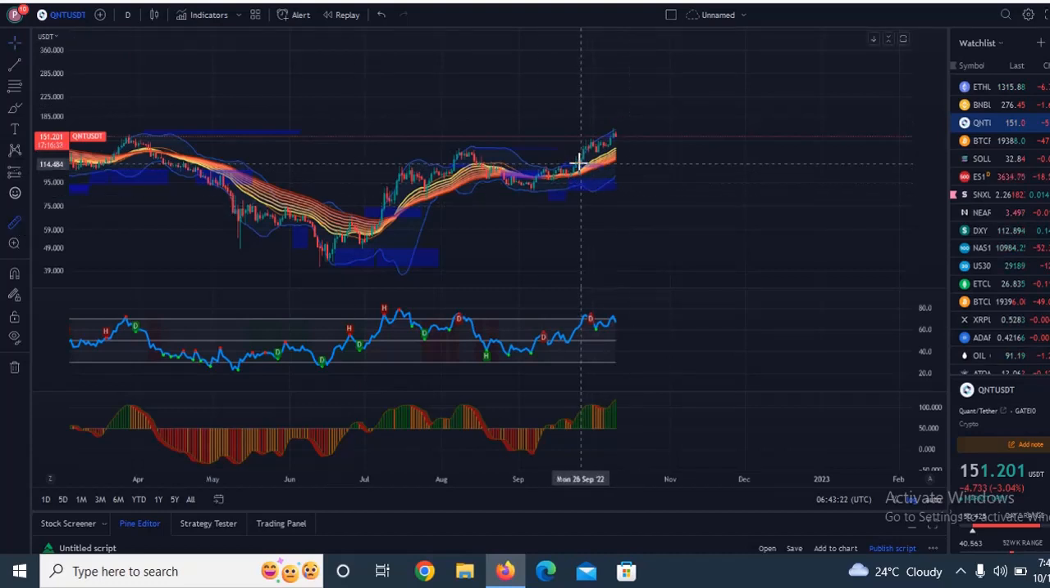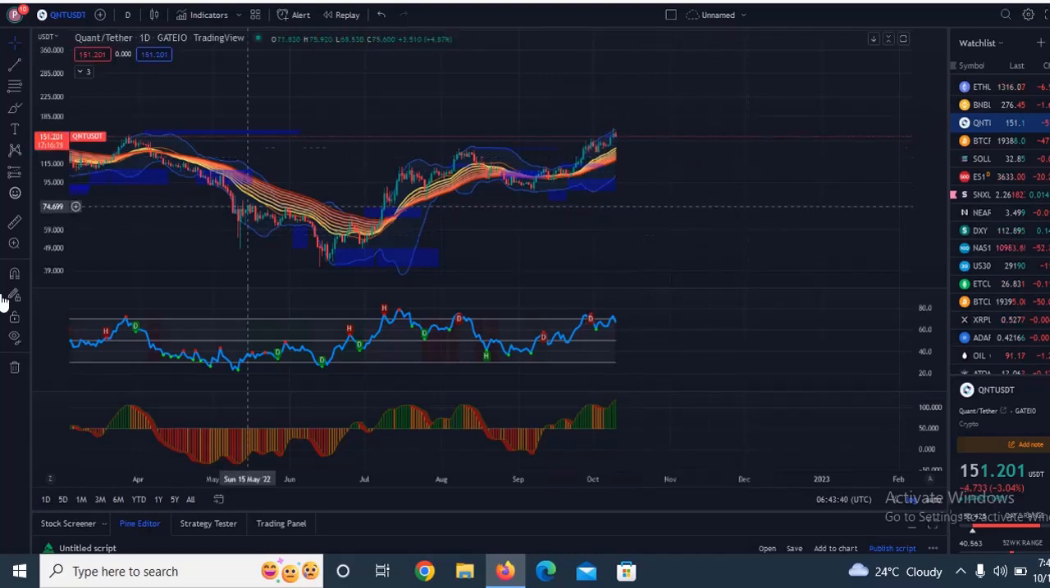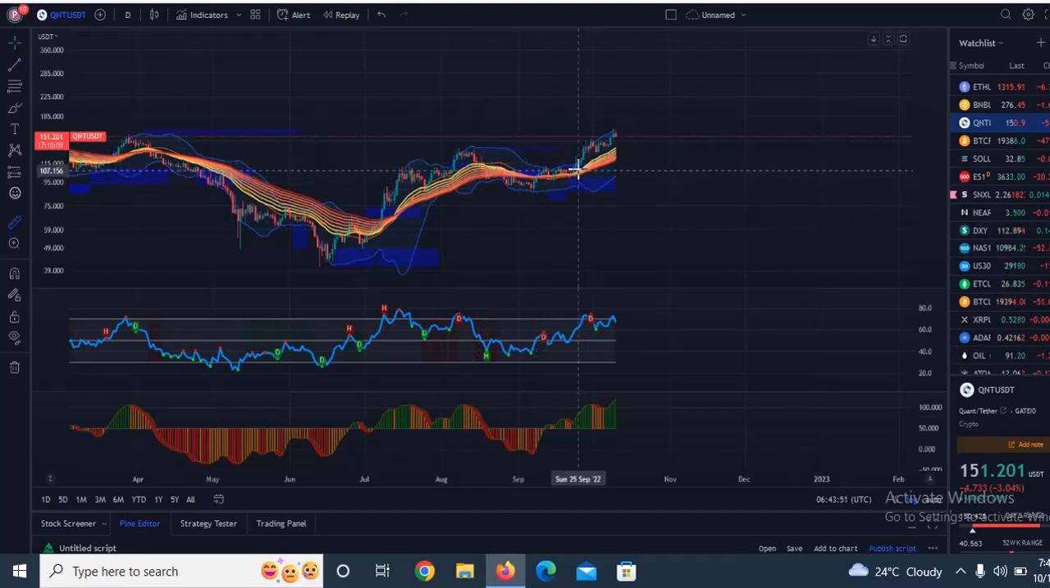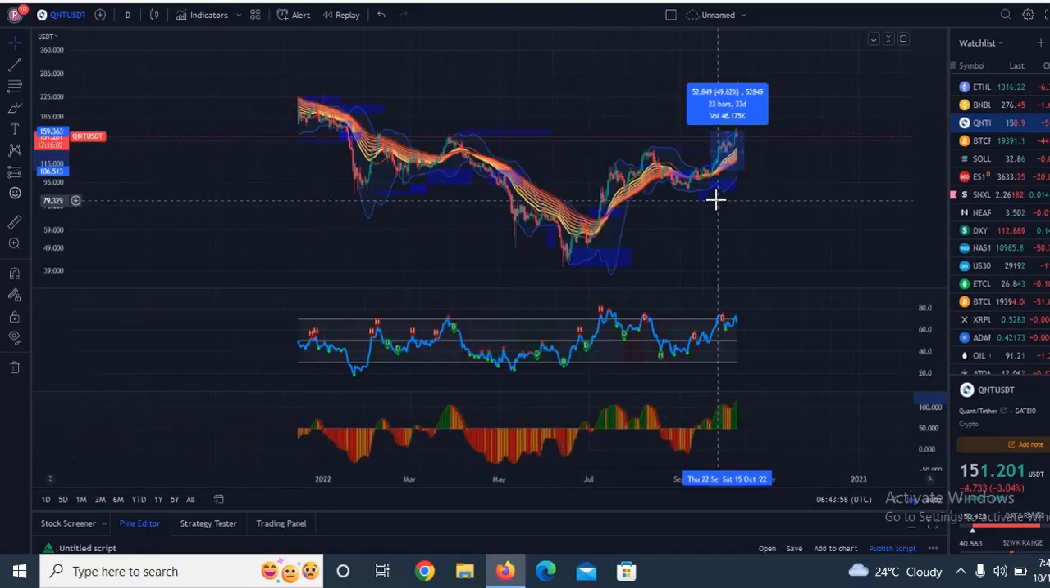We've had pretty much a 33% move for Quant in the few days since we flipped bullish on the daily, and this is one of the most bullish signs for Quant. The last time we flipped bullish on the daily, we had an 88% move to the upside, and now we've already had probably a 49%, so we still have more bullish upside to go for Quant.